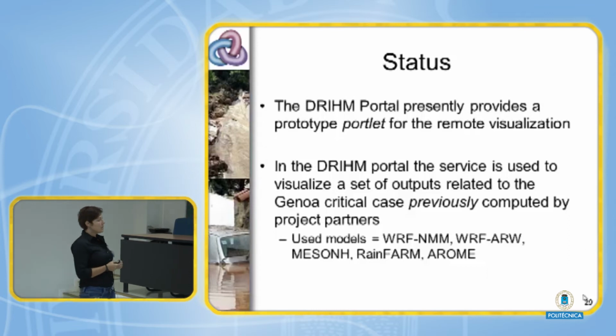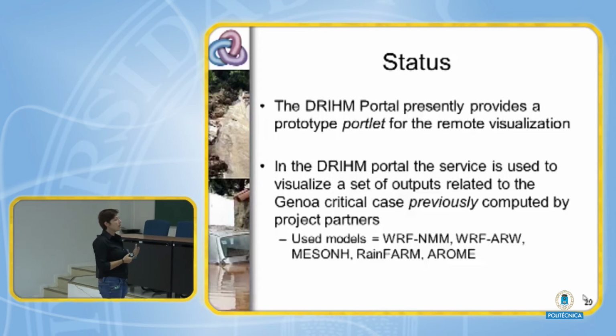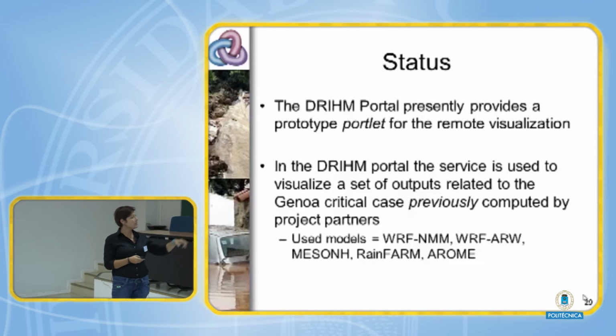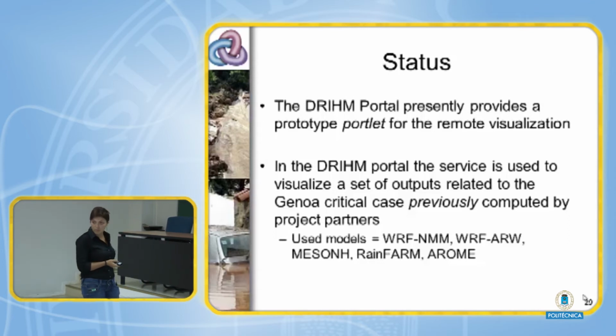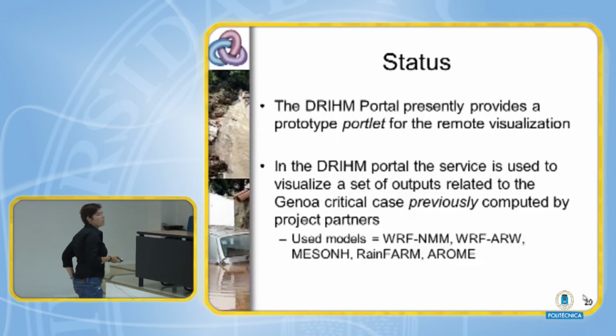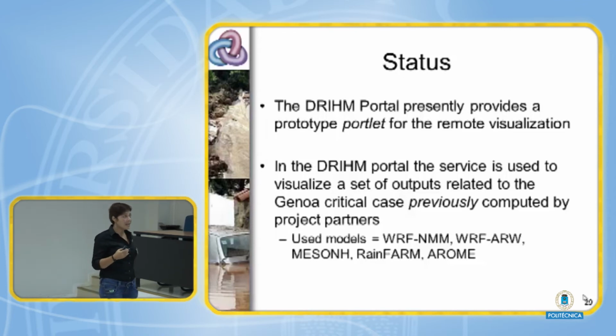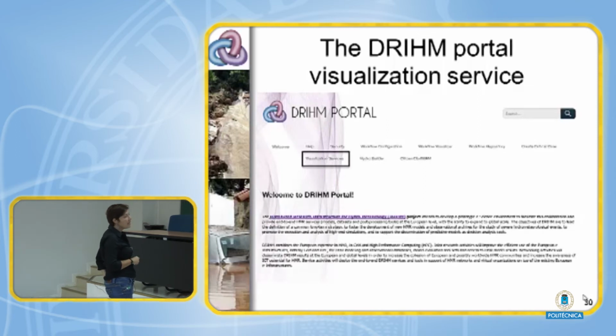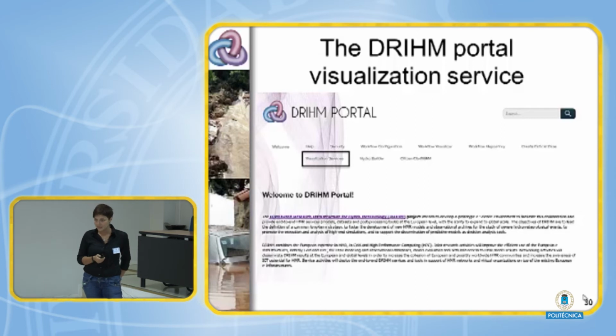So what we did, we pre-computed the critical case of Genoa with the meteorological models that you find listed there, so WRF in both versions, both cores, MesoNH, RAMS, FARM and AROME. And as manager of the site, of the portal, we uploaded them in this repository that we connect through the service. So as soon as today we will log into the portal, you can find here the menu to access the service.